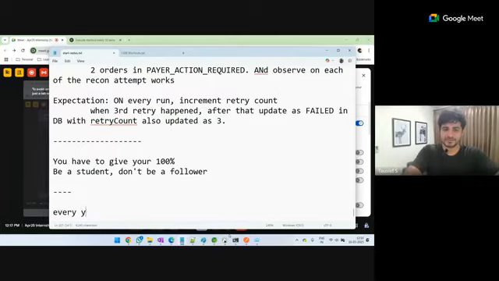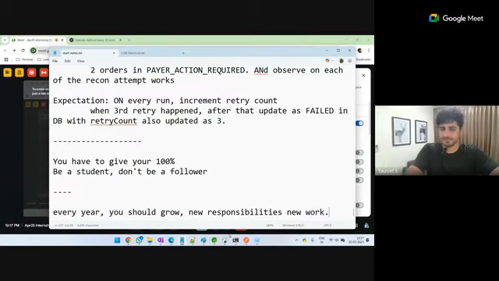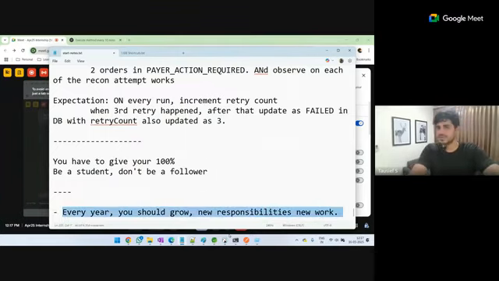First, the basic thumb rules of IT. Every year, you should grow, which means new responsibility, new work. If this is not happening, nothing else matters. Every year, you should do something new. And it will not happen by itself. You have to do that.